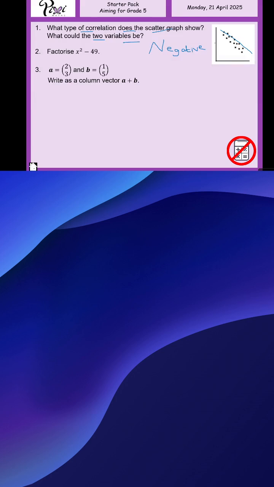Question two: factorize x squared minus 49. So that's going to go into brackets here. This is called the difference of two squares. So it's going to be x plus 7 by x minus 7, because 7 times minus 7 makes minus 49, and then 7 plus minus 7 goes to 0. This is a very special case called difference of two squares, and it goes in like that.